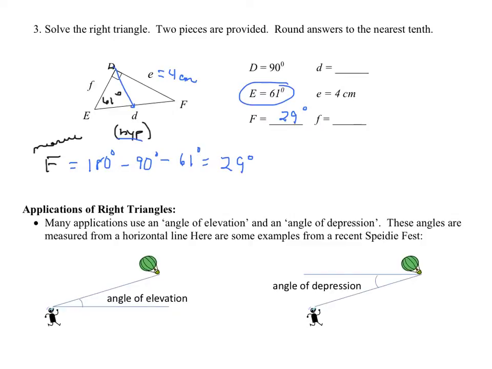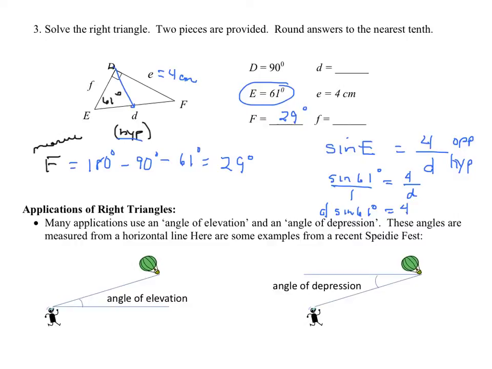So here we go. I'm going to use the sine of E is equal to 4 centimeters over D, little d, because we don't know that. Opposite over hypotenuse, right? Cool? So we want to do the sine of 61 degrees is equal to 4 over d. And I know this sounds weird, but I'm going to cross multiply here and leave the sine of 61 in place for a second, okay? So it's going to be d times the sine of 61 degrees is equal to 4. And I want to solve for D, so I'm going to divide both sides by the sine of 61 degrees. And so I get little d is equal to 4 over the sine of 61 degrees.